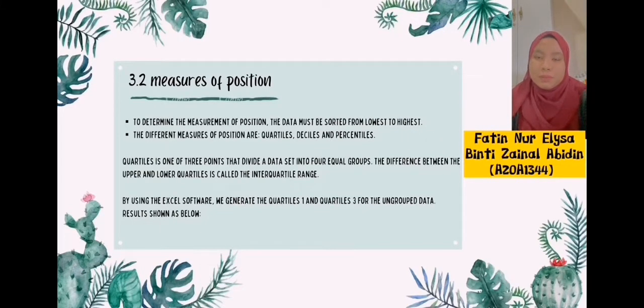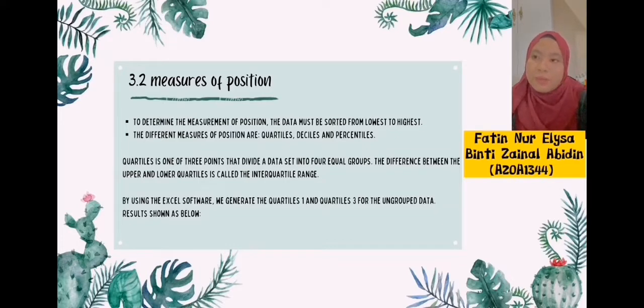To determine the measurement of position, the data must be sorted from lowest to highest. The different measures of position are quartiles, deciles, and percentiles. Quartiles are one of 3 points that divide a dataset into 4 equal groups. The difference between the upper and lower quartiles is called the interquartile range.